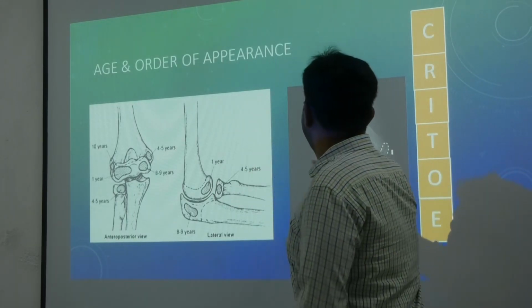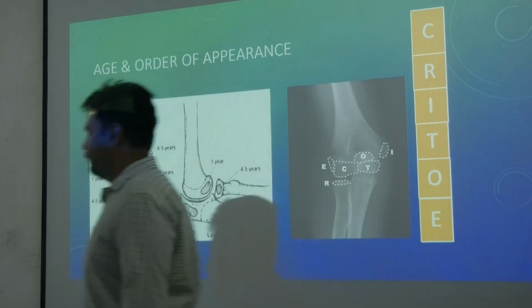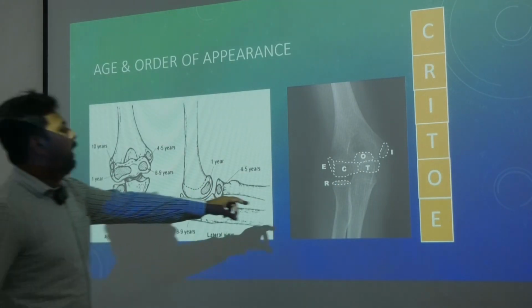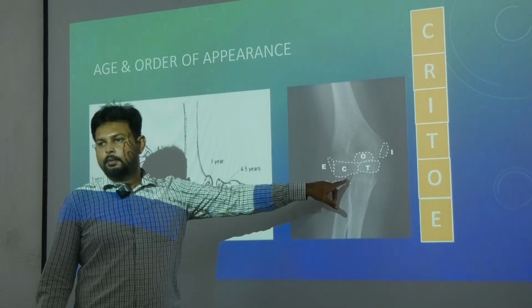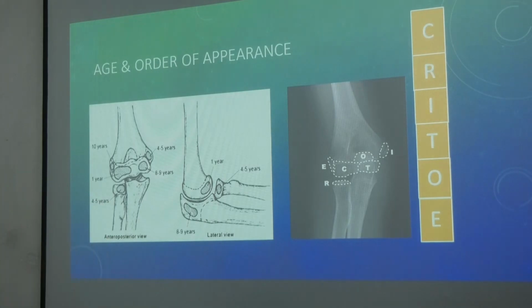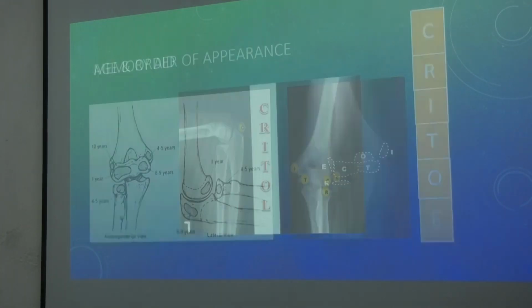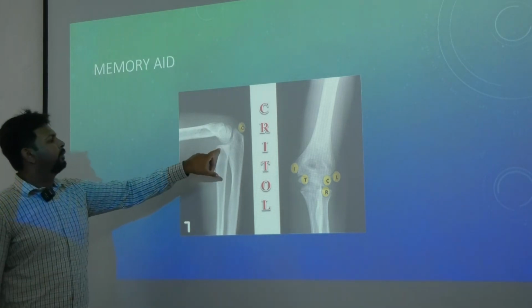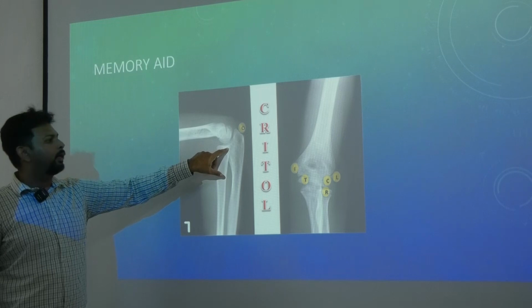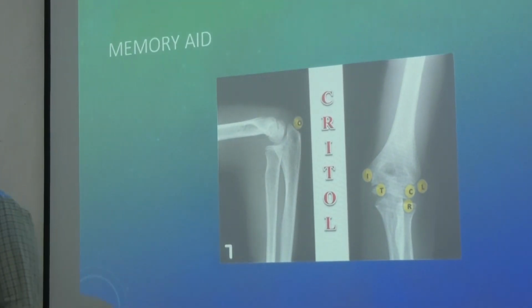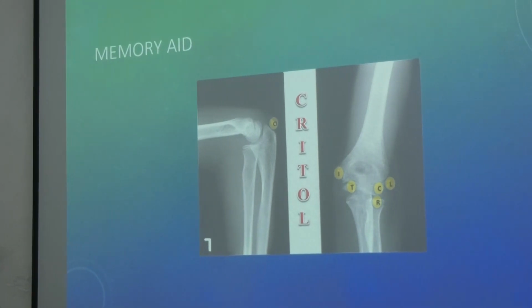So how will it appear in X-ray? Here everything is fused, that's why you will not find that gap. Here you can see there is a gap, the radial head. These are the mnemonic, it's not important right now. We'll proceed further.